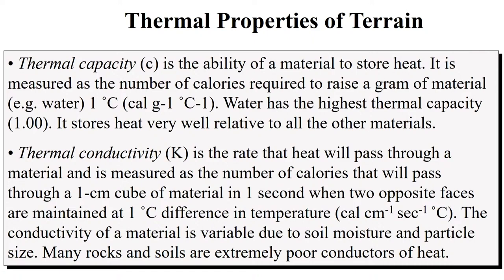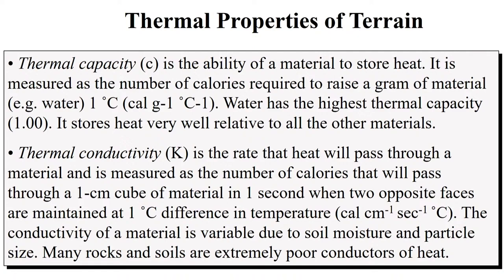Thermal capacity is generally represented by C. Thermal capacity is the ability of a material to store heat. It is measured as the number of calories required to raise a gram of material by 1 degree centigrade. Water has the highest thermal capacity, which is equal to 1. It stores heat very well relative to all the other materials.